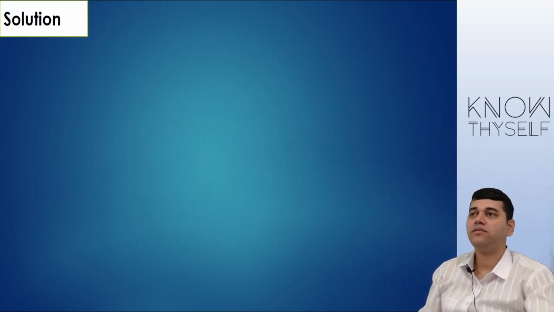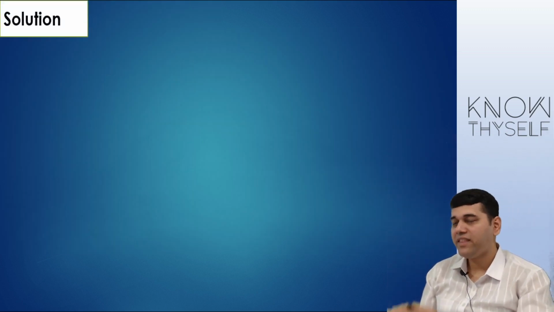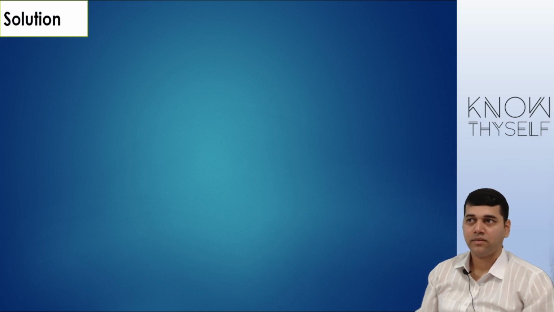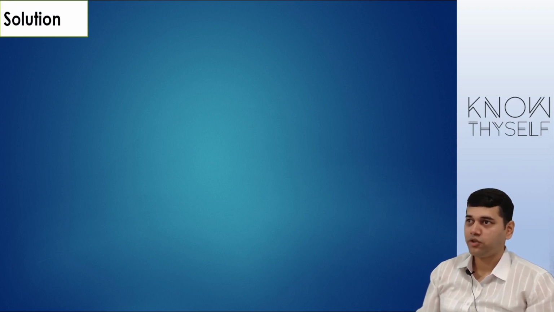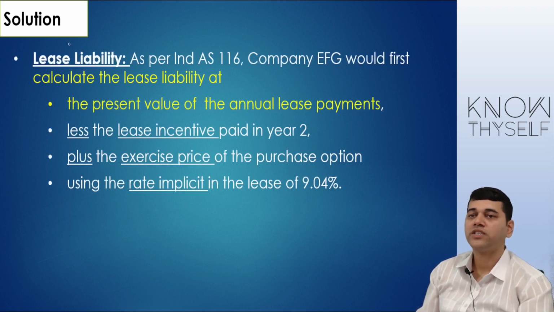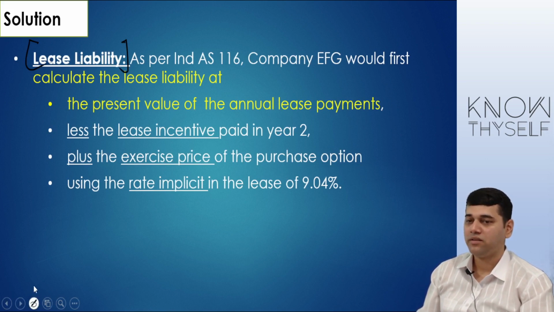Okay. So we'll start with the solution. Now, if they say analyze, obviously they should tell, because the solution contains analysis. So the first thing you are going to start with is the analysis of the lease liability, or the accounting of the lease liability. You are going to write something under the lease liability heading.